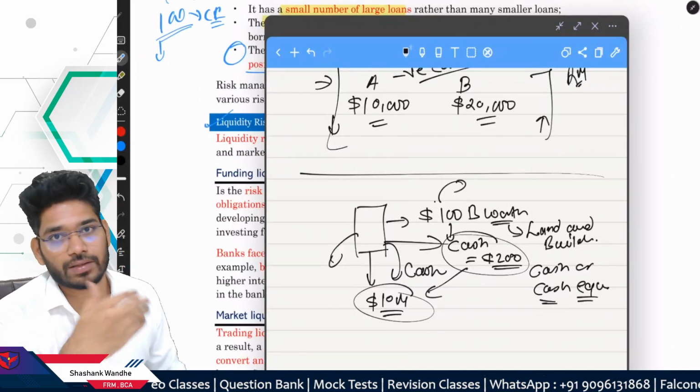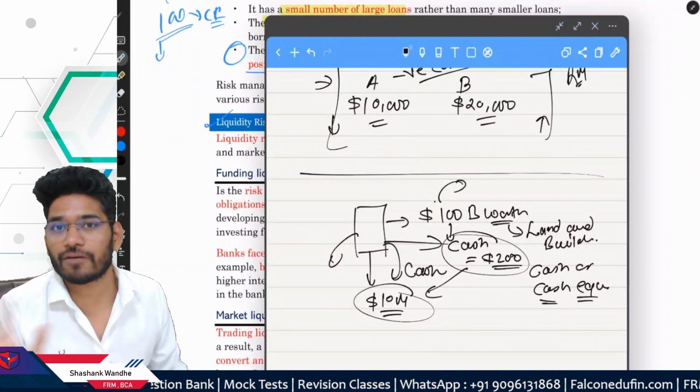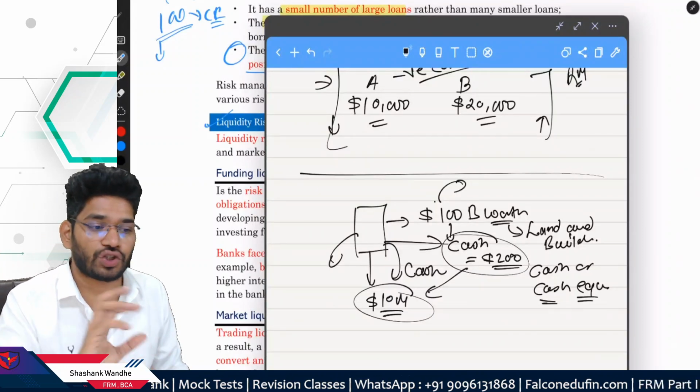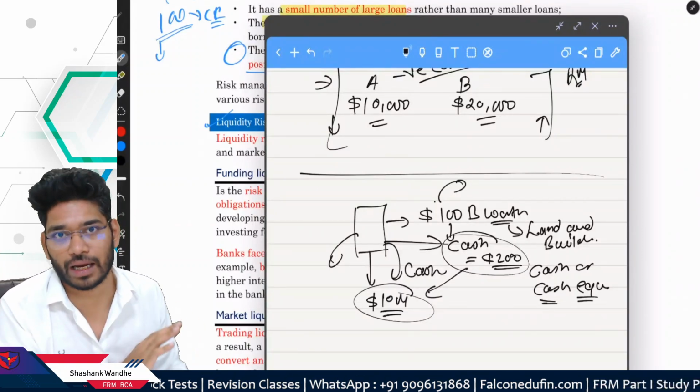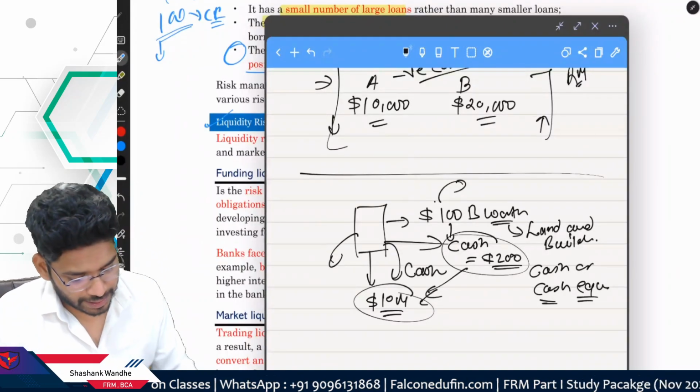In this particular case, your bank might default. The bank will default not because you don't have enough assets to cover your liabilities, just because you don't have enough cash to pay for liabilities. That's it. Very simple. And this is the liquidity discussion.